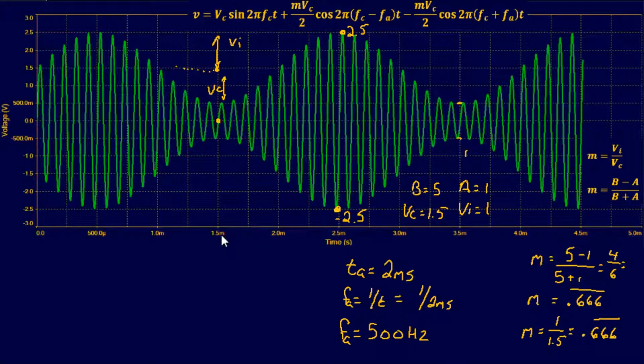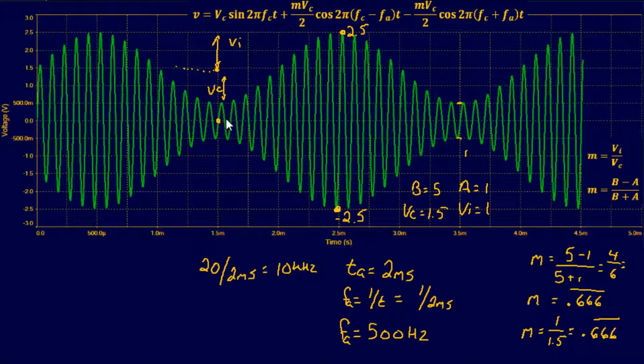I'm going to do the same thing. I'm going to go from 1.5 to 3.5 milliseconds, since I know that's 2 milliseconds. Let's see if I can count how many cycles it goes through. 1, 2, 3, 4, 5, 6, 7, 8, 9, 10, 11, 12, 13, 14, 15, 16, 17, 18, 19, 20. So I just went through 20 cycles in 2 milliseconds. So that's 20 divided by 2 milliseconds, which gives me an answer of 10 kilohertz.